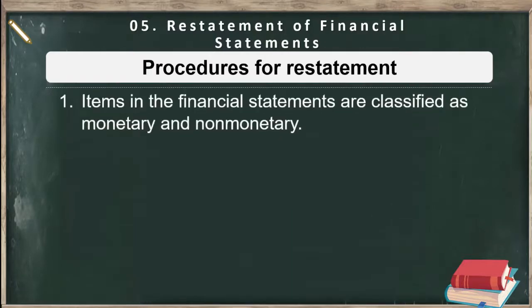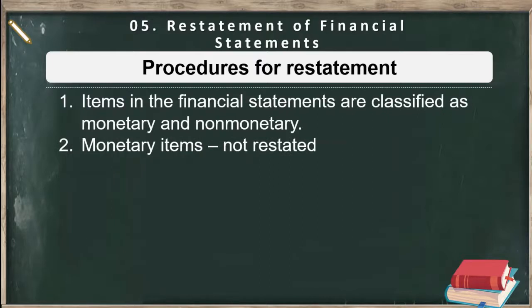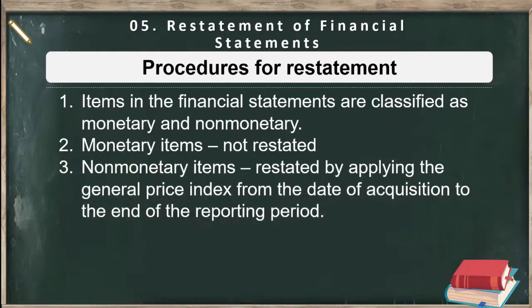So what are the procedures for restatement? First, items in the financial statements are classified as monetary and non-monetary. Remember that only the non-monetary items are restated because the monetary items are not restated. That's why we need to segregate the monetary and the non-monetary items, because only the non-monetary items are restated.